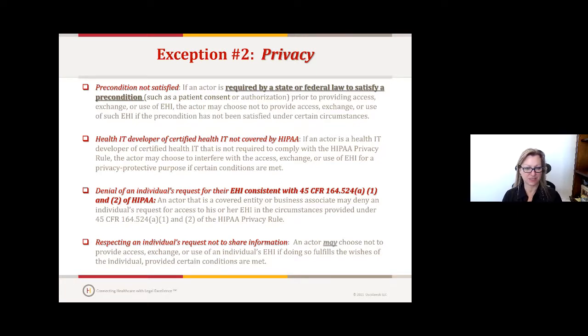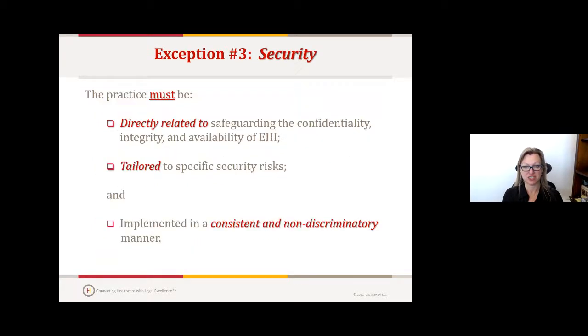There are a couple of other sub-exceptions. Health IT developer not covered by HIPAA, and denial of requests for their EHI that's consistent with the HIPAA access rule. The 2 subsections, A1 and A2, carve out 2 specific exceptions where you can deny access based on the privacy rule, and then respecting an individual's request to not share information with third parties. So confidentiality requests, like please don't share it with my health plan, my spouse, or my kids, would be a privacy exception where you can deny.